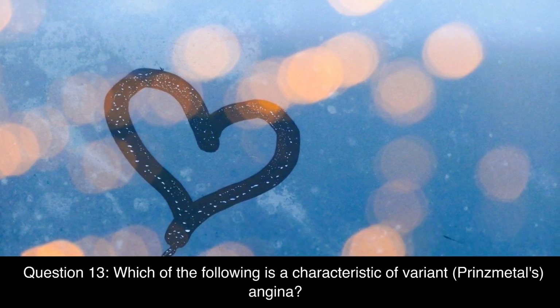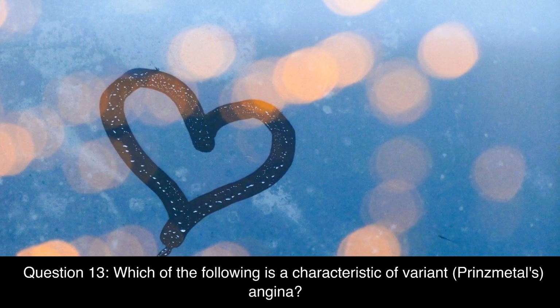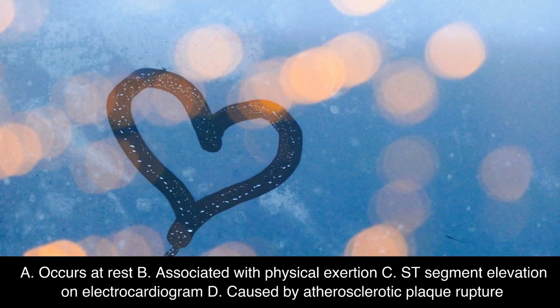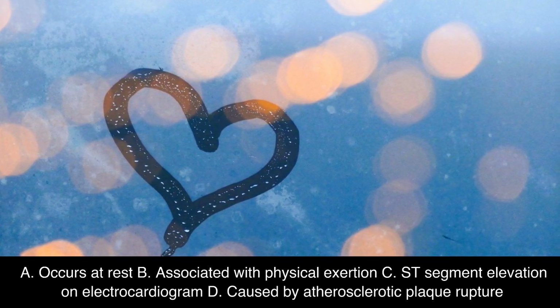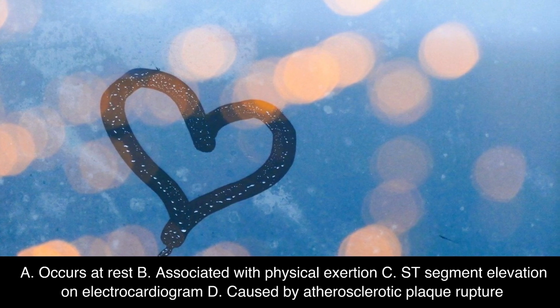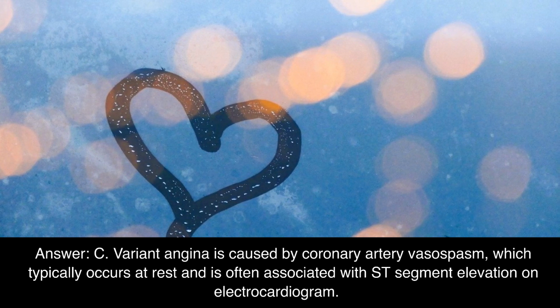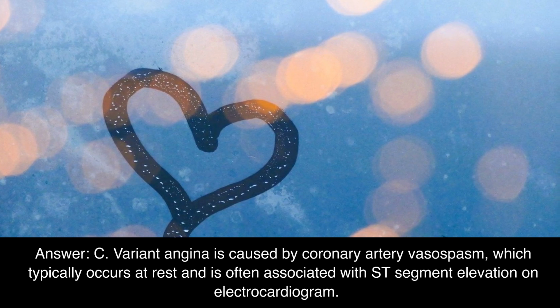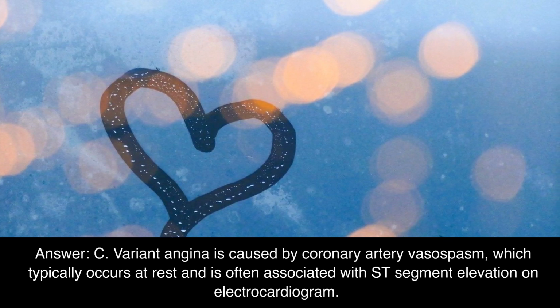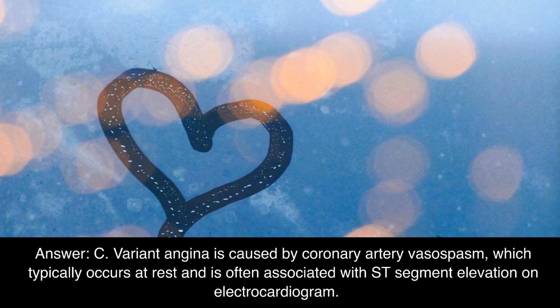Question 13. Which of the following is a characteristic of variant, Prinzmetal's, angina? A. Occurs at rest. B. Associated with physical exertion. C. ST segment elevation on electrocardiogram. D. Caused by atherosclerotic plaque rupture. Answer: C. Variant angina is caused by coronary artery vasospasm, which typically occurs at rest and is often associated with ST segment elevation on electrocardiogram.